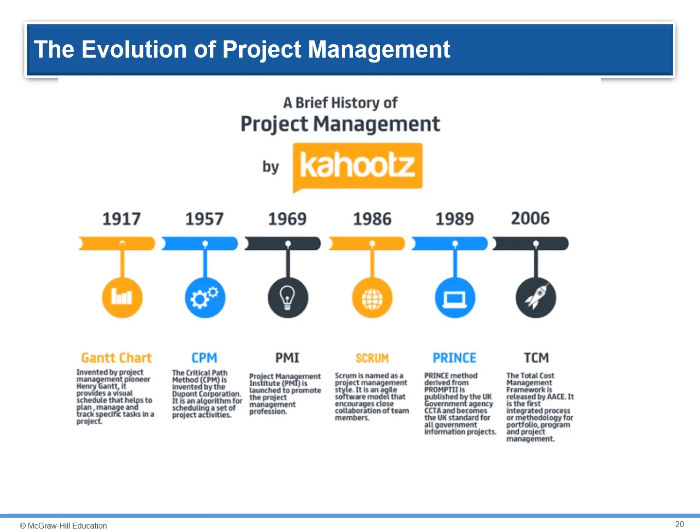1986, Scrum is named as a project management style. It is an agile software model that encourages close collaboration of team members. 1989, the PRINCE method, derived from PROMPT, is published by the UK government agency CCTA and becomes the UK standard for all government information projects. 2006, TCM, the Total Cost Management Framework, is released by AACE. It is the first integrated process or methodology for portfolio, program and project management.